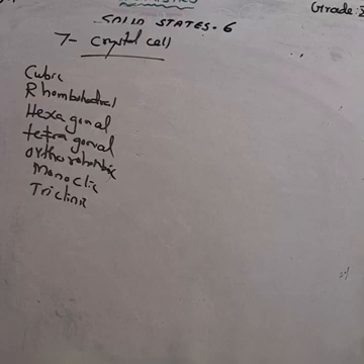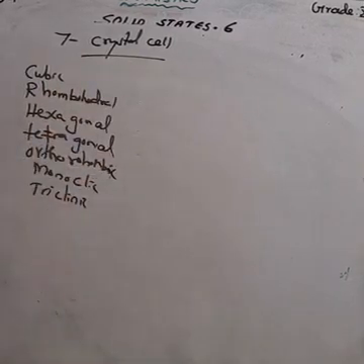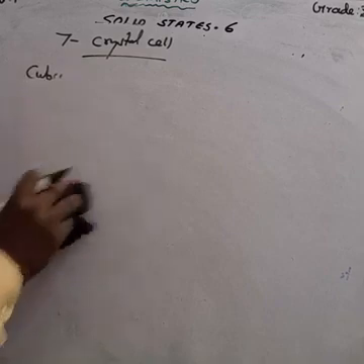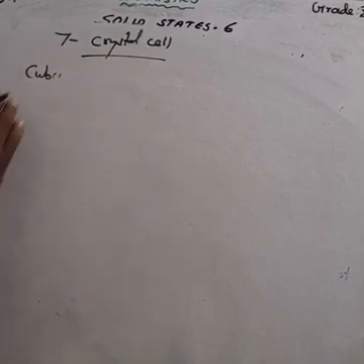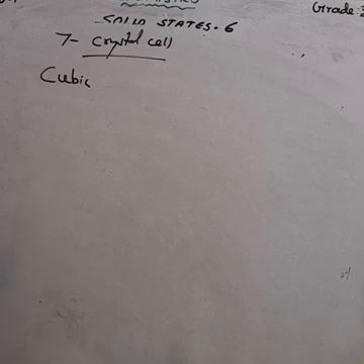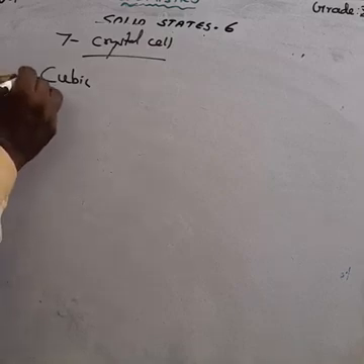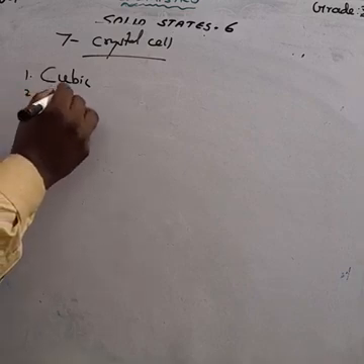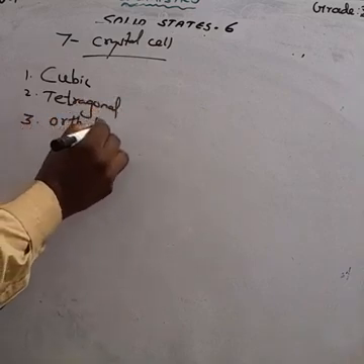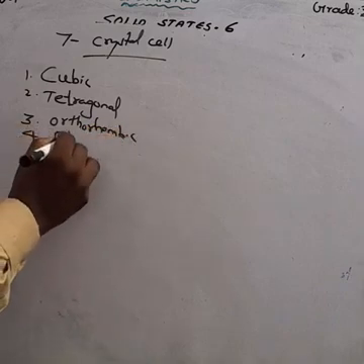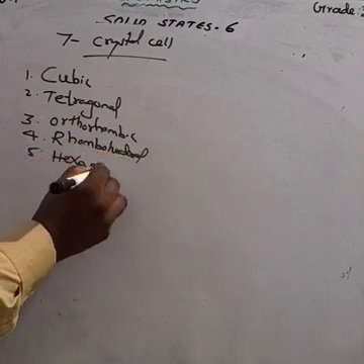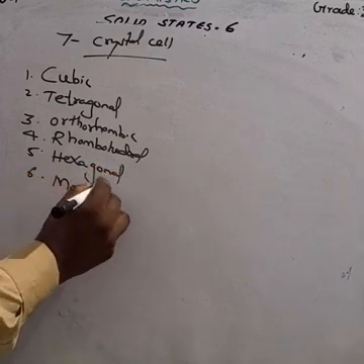But for easier understanding, I am changing the order. As you wish, you can learn it either way. For better learning, I am changing the order like this: number 1, cubic; number 2, tetragonal; number 3, orthorhombic; number 4, rhombohedral; number 5, hexagonal; number 6, monoclinic; number 7, triclinic.